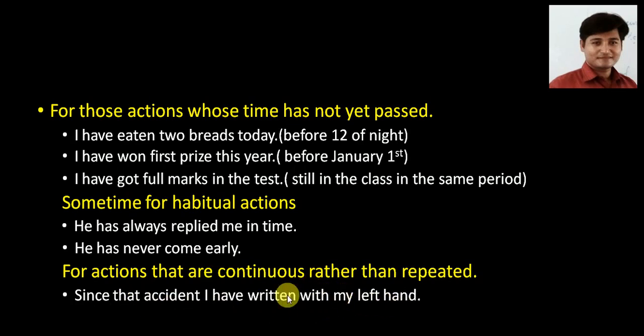It means writing with the left hand is continuous. It's not repeated. Second example, I have worn glasses since my childhood. It means due to some problem, the action has become continuous. The action is still in progress. It has never broken. So, continuity of action rather than repetition is used in present perfect.